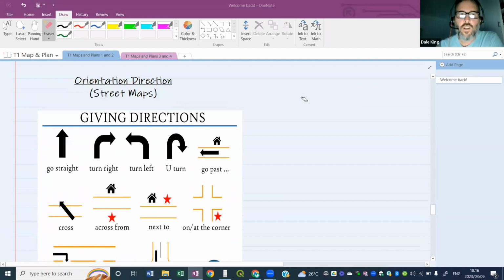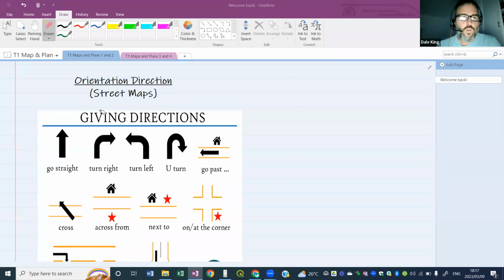Orientation direction. The word orientation means: where are you in relation to other objects? How far are you from an object, and how do you get there? Do you see it? Is it around the corner? Where are you in relation to other objects? Can you orientate yourself from one point to another? Can you guide yourself from one point to another?